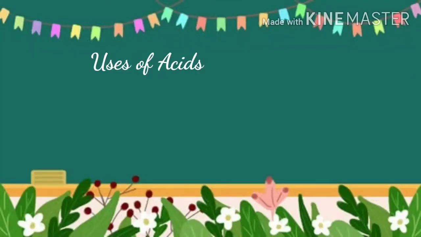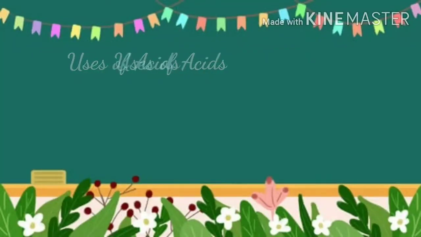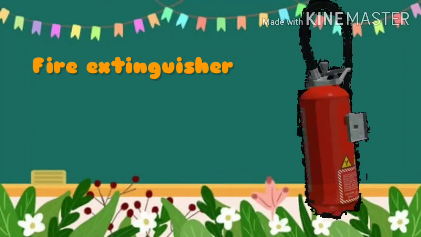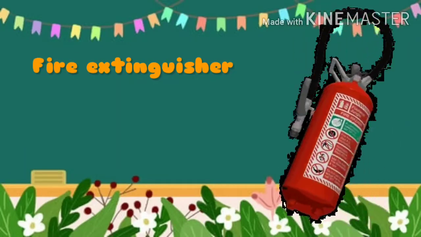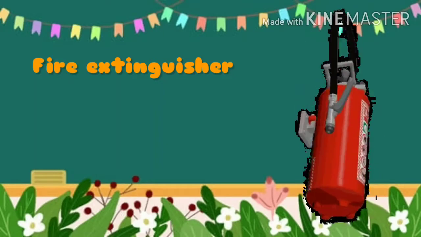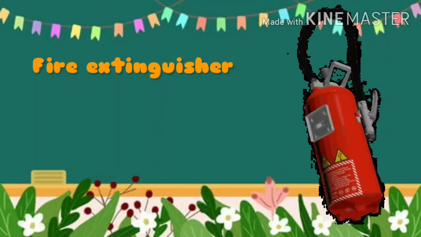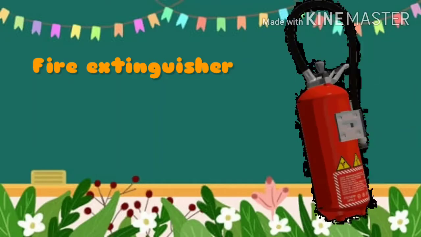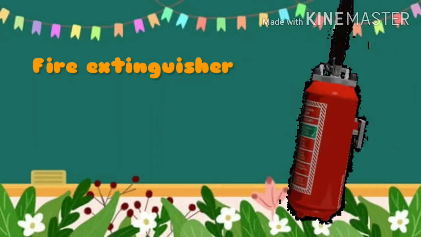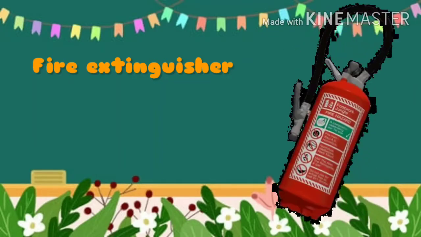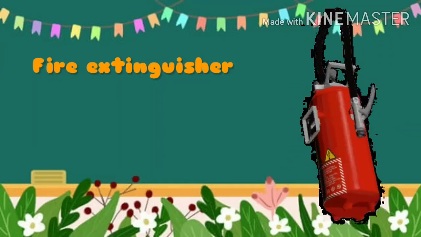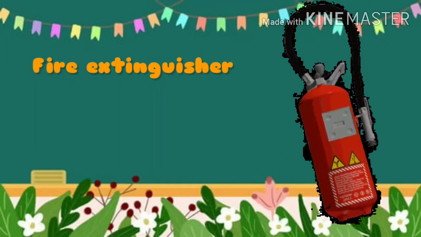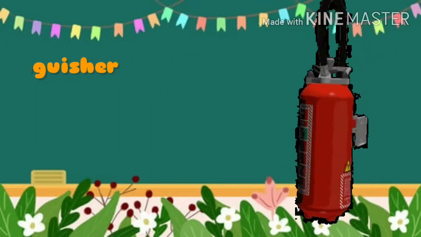Now let's study about some uses of acids. Acids are used in fire extinguishers. This may be a new thing for you all to know children. Fire extinguishers you must have seen in your homes and it is present in our school also, in offices, etc. And it is based on the property of carbon dioxide to extinguish fire. Let us see how it works.